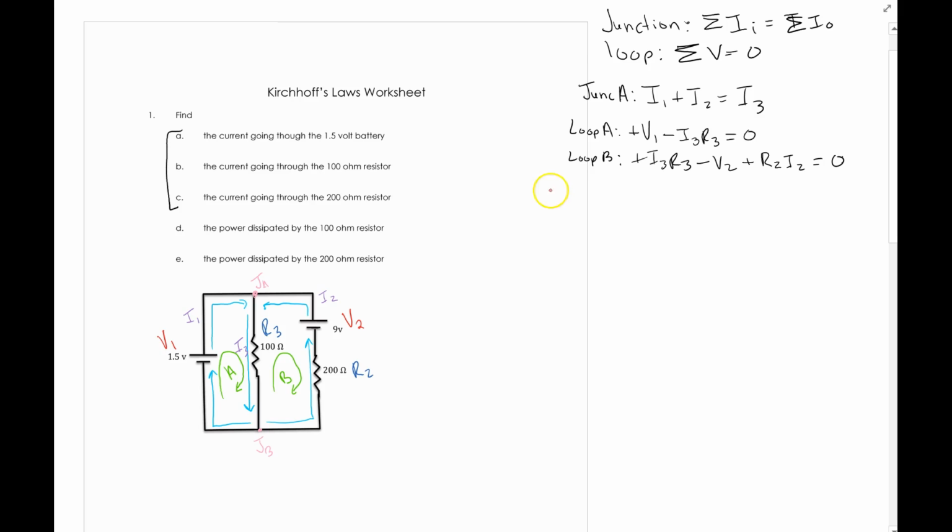And when I do that, I get V1 is equal to I3 R3, or I3 is equal to V1 divided by R3. And when I plug those particular numbers in, I get the 1.5 volts divided by 100 ohms, which gives me 0.015 amps. So I've gone ahead and solved for that one. So the current going through my 100 ohm resistor is 0.015 amps.